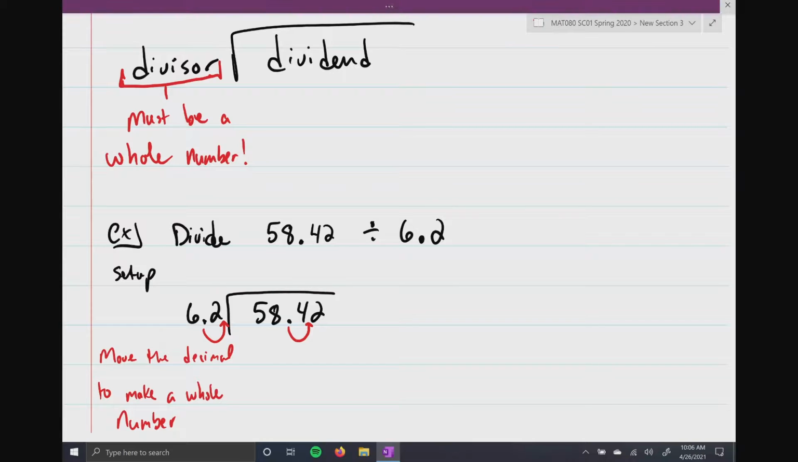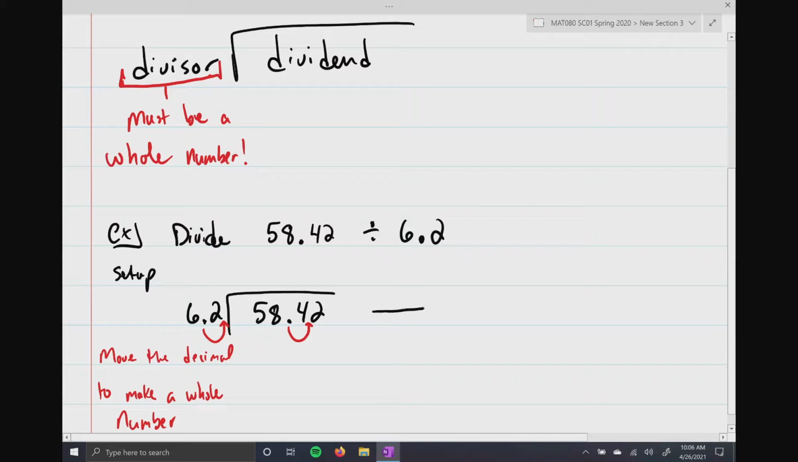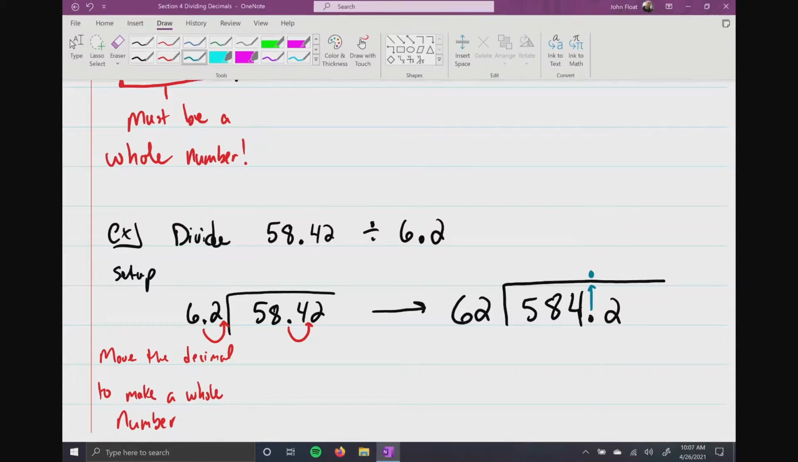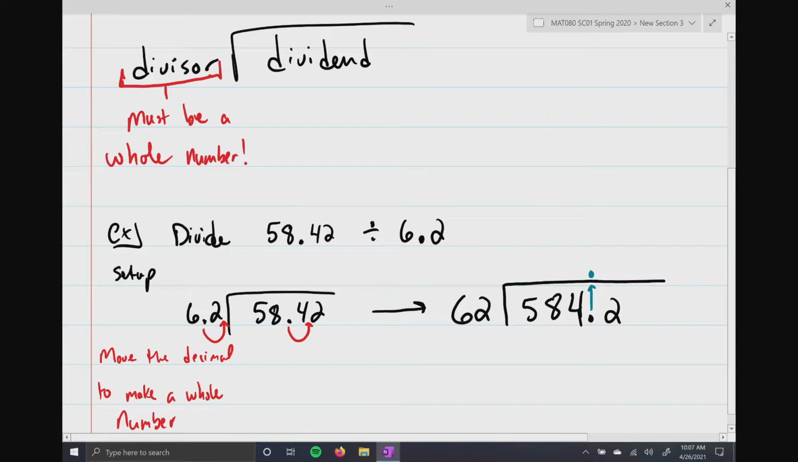Now, our problem will turn into this. So now our problem turns into 584.2 divided by 62. And as soon as you move those decimal places, all you're going to do is copy it directly above into your quotient. From there, you just divide.